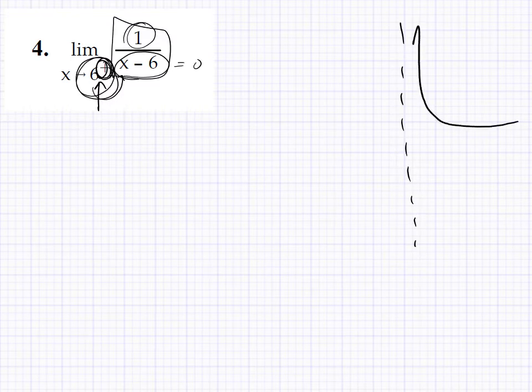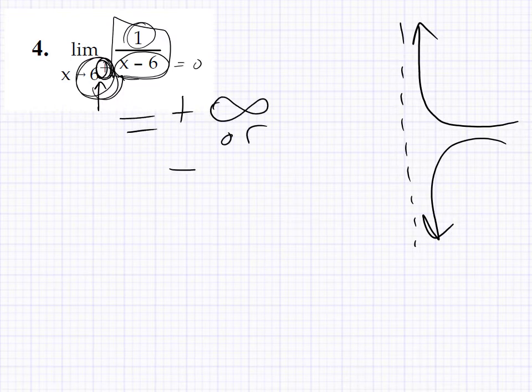The function is either going to go up to positive infinity or down to negative infinity. And you just need to figure out which one it is. So the answer for this is either going to be positive infinity or negative infinity. So how do we decide which one it is?